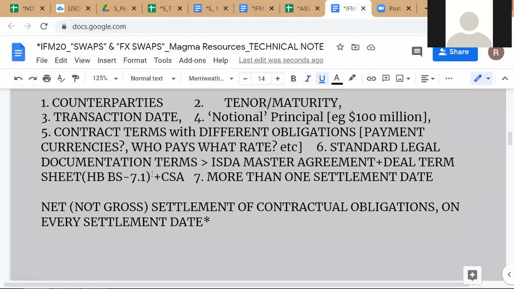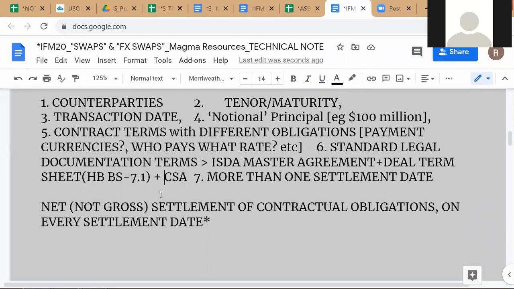So there's standardized legal documentation for these instruments. There's the master agreement, an umbrella agreement under which you do your deals, and then each deal has a term sheet. Sometimes you will also need a CSA, a credit support annex. You don't need to worry about this, but it is a way of managing bilateral collateralization, which you would have studied in your OTC versus exchange traded market discussion.